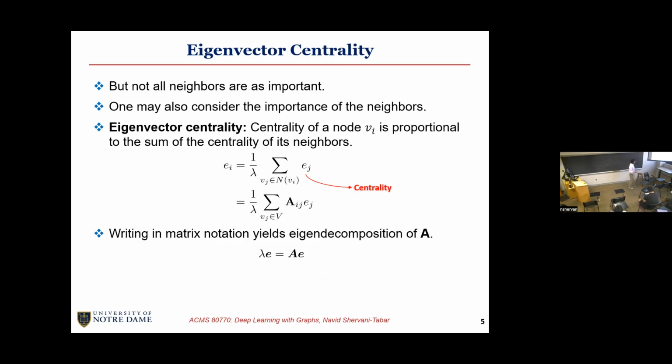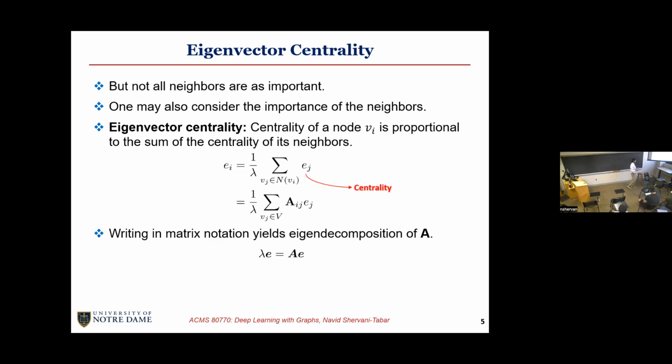So let's formulate this. For each node i, we call its centrality e_i, and we say that it is proportional to the sum over all the neighbor nodes of v_i of their importance and centrality. So the centrality of each node is equal to the sum over the centrality of all its neighbors. Now, I don't like this type of sum. I want to get rid of this. I will write a sum over all the nodes in the graph and then multiply that with the adjacency matrix element.